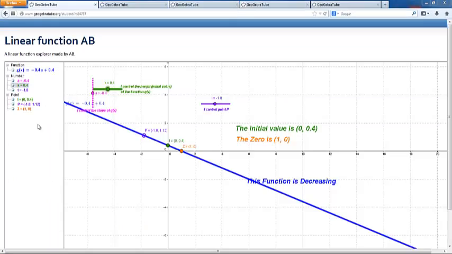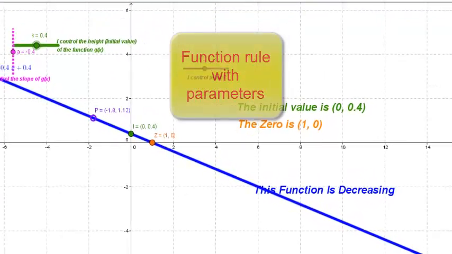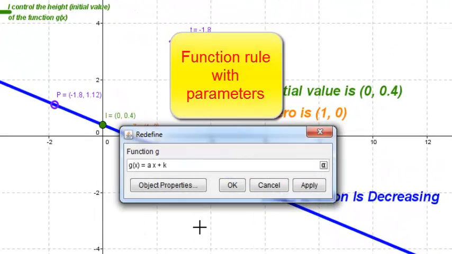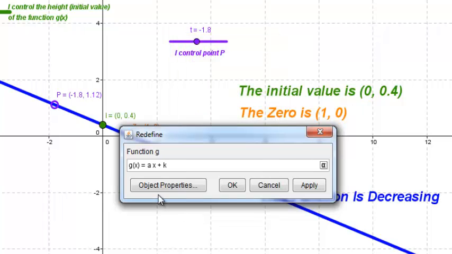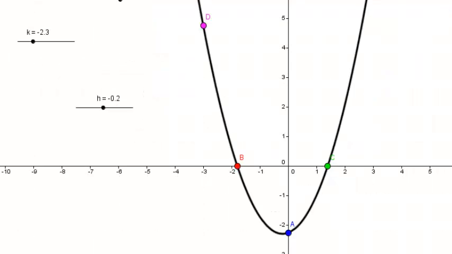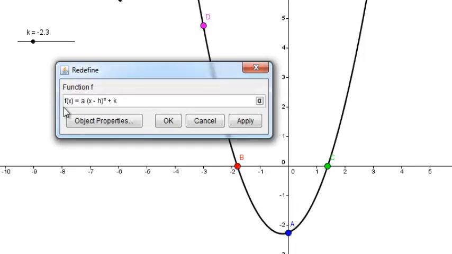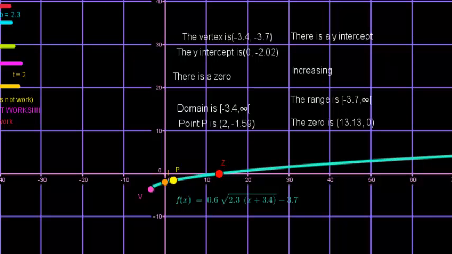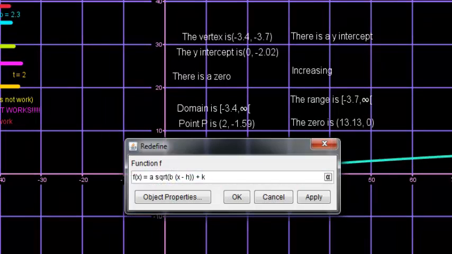That would only work if the function rule itself was input properly. So for the linear one, it would have to be typed in as AX plus K. For the absolute value, it would have to look like that. Otherwise, the sliders wouldn't work the way they're supposed to. For the quadratic, it would look like this. And for the square root, 4 parameters, and all 4 of them had to be in there in the right order and with the right brackets.